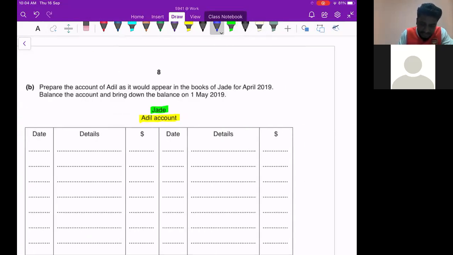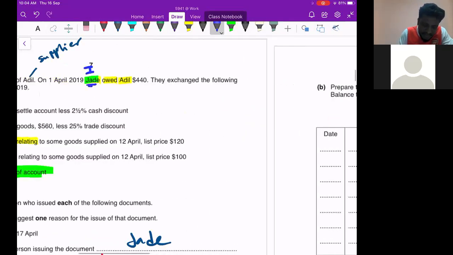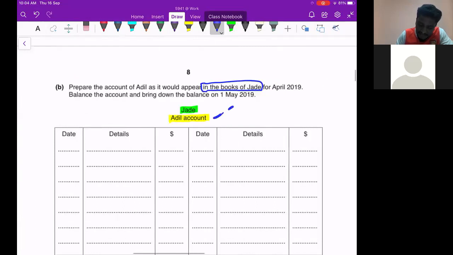Prepare the Ideal's account as it would appear in Jade's book. So I work for Jade. I need to assume myself I'm Jade. So I owe Ideal. If I owe Ideal, Ideal is my trade payable. Trade payable is my liability. Understand or not? You need to decide who you are first.